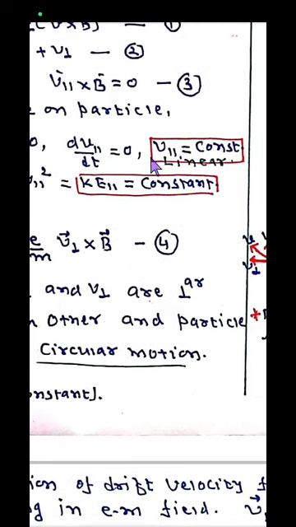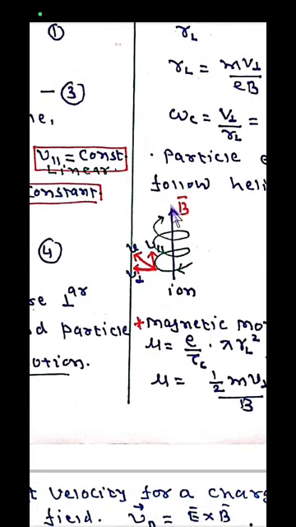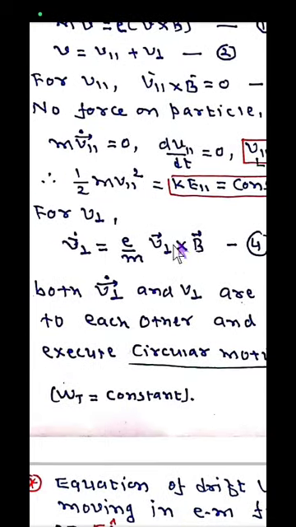Particle will move along the direction of magnetic field with linear motion. So yeah, linear motion. On this side, velocity V parallel. Okay, what is this? Perpendicular. Which motion does perpendicular give? V parallel gives us linear or straight motion, and the perpendicular gives us which type of motion?